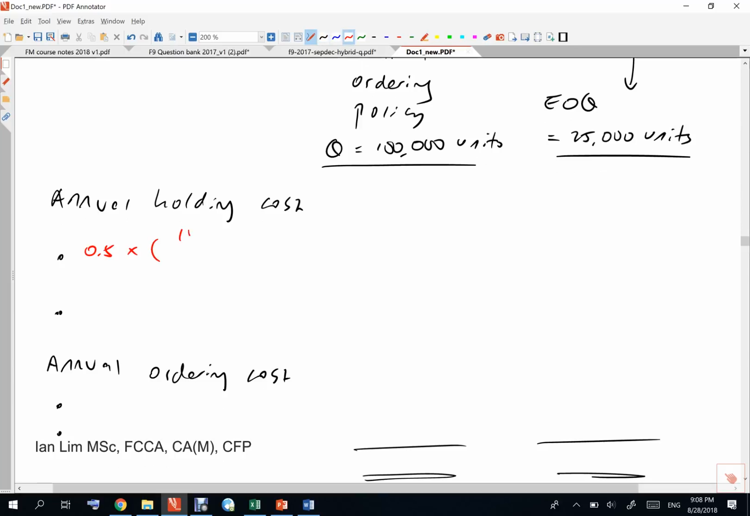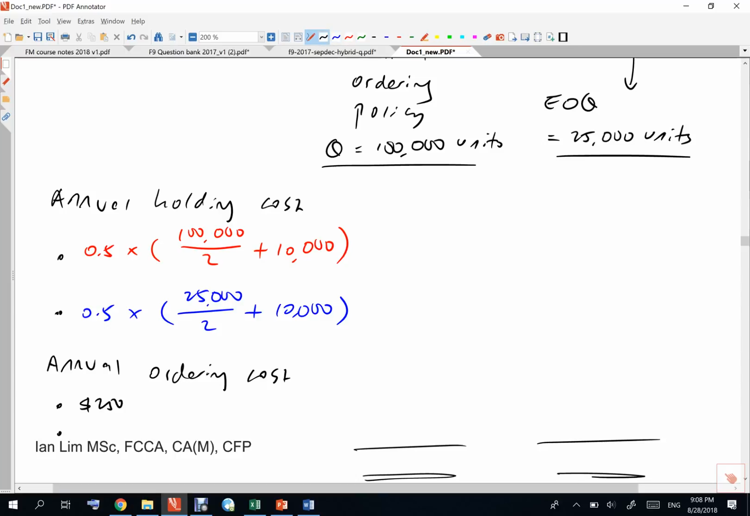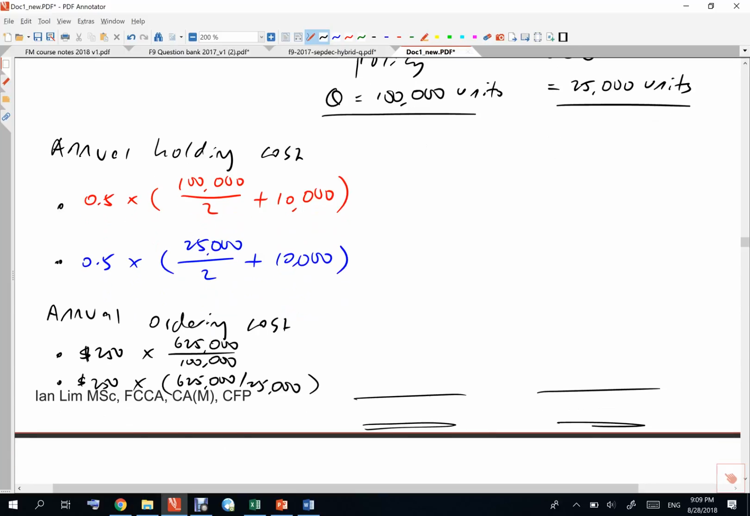$0.5, 100,000 over 2 plus buffer 10,000 units. Same thing goes to the second column, 0.5, and then EOQ 25 over 2 plus buffer 10,000. $250 per order and 625 over 100,000, and then 250, 625 over 25,000 per order. So quite easy and straightforward.